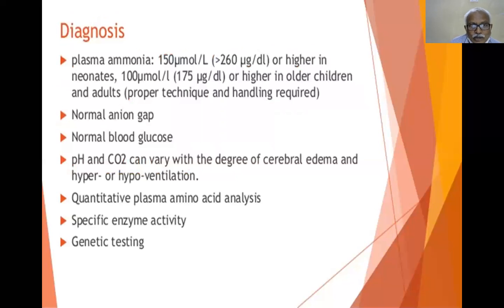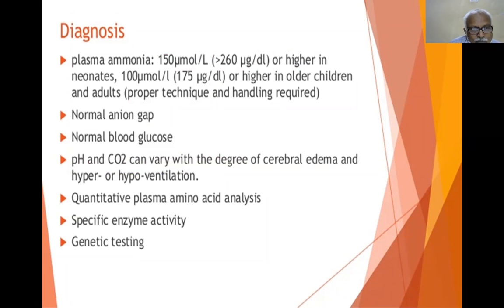So plasma ammonia more than 150 micromoles per liter, that is 260 milligrams per deciliter or higher in the neonates, and 100 micromoles per liter, 175 milligrams per deciliter, or higher in the older children and adults. Proper technique and handling should be required for this.